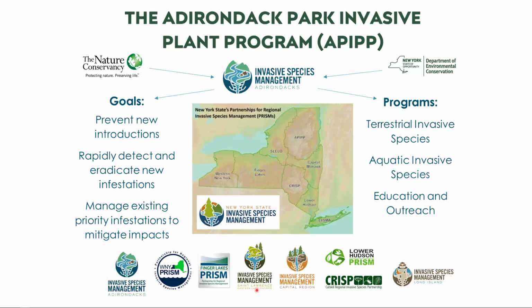And real quick, before we begin, there's a lot of people on here today, and I realize some of you might not be totally familiar with APIPP and who we are and what we do. So I'm just going to give you a really quick rundown, and then we'll get right into it. APIPP is one of 8 PRISMs, and PRISM stands for Partnerships for Regional Invasive Species Management. There are 8 of those PRISMs across New York State. You can see the map here where they are located.